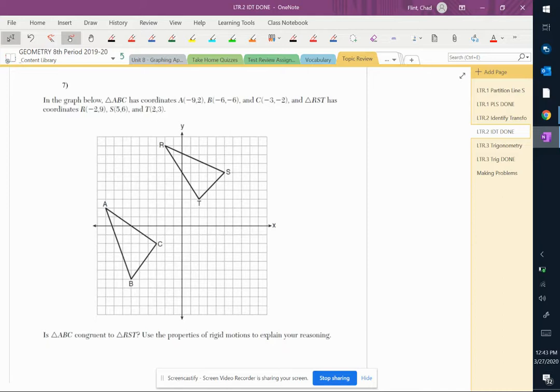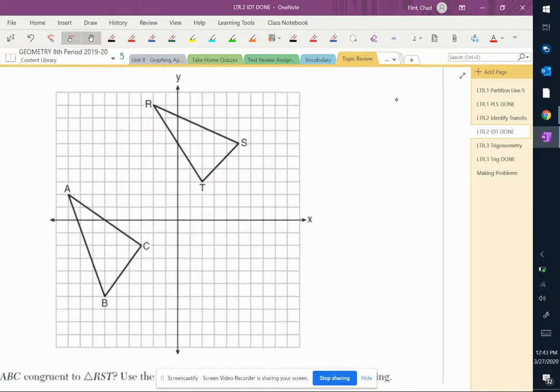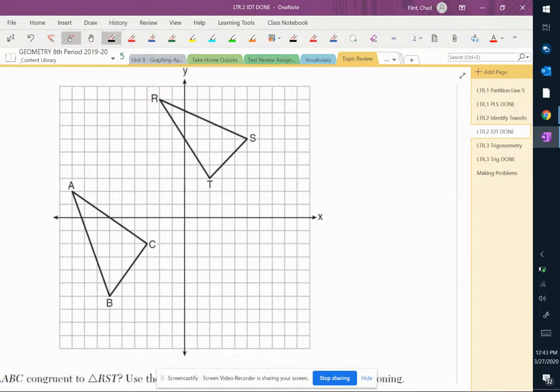So you initially look at these and they look like they're the same. It says use properties of rigid motions to explain your reasoning. Rigid motions are things like reflections where the size and shape doesn't change. There's lots of ways to go about doing this, but what I would do is find the slope of the sides and make sure they match up, because if they don't match up, then it's not going to work.